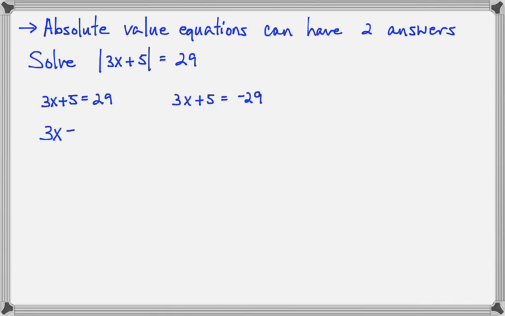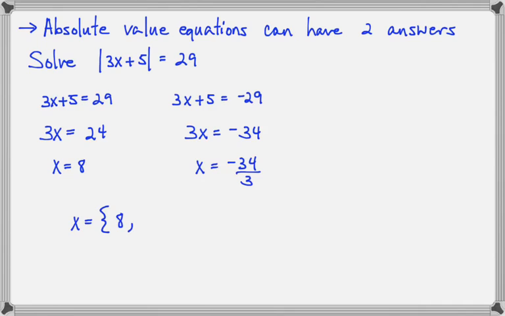We'll subtract 5 from both sides. That'll give us 3x equals 24. And now we'll divide both sides by 3. And so x equals 8. And for this other one, we do the same steps. We subtract 5 from both sides. Negative 29 minus 5 is negative 34. And we divide both sides by 3. So our second solution is negative 34 over 3. And we just wrap those up in a nice little package and put them in curly braces. Our two answers are 8 and negative 34 over 3.